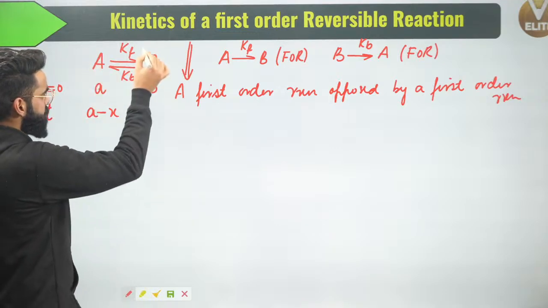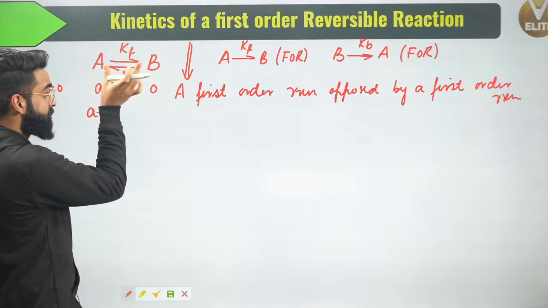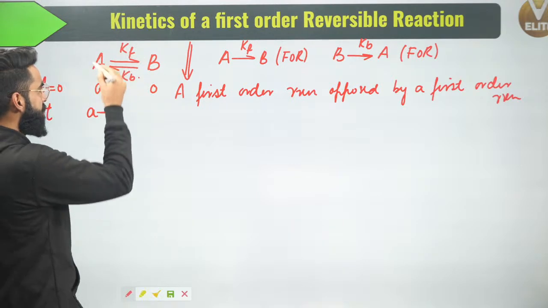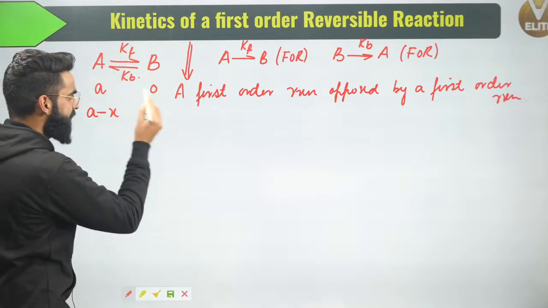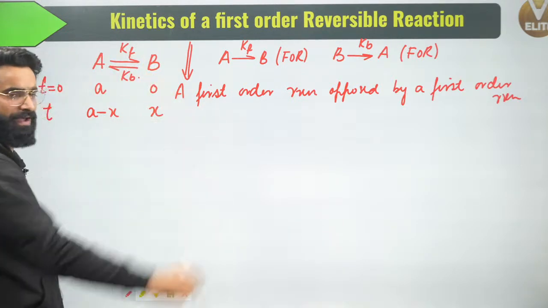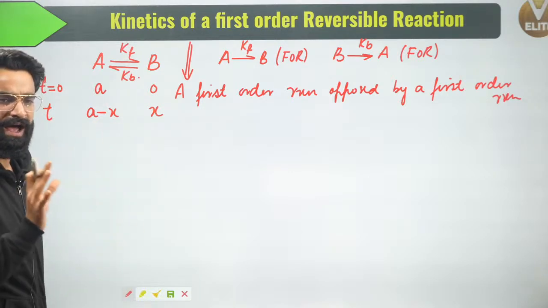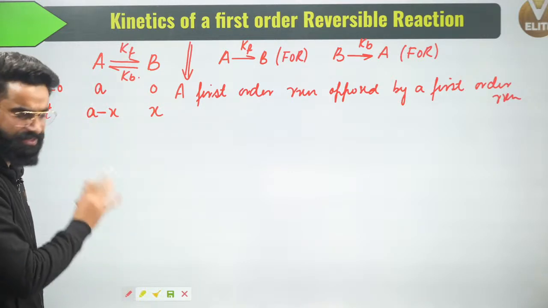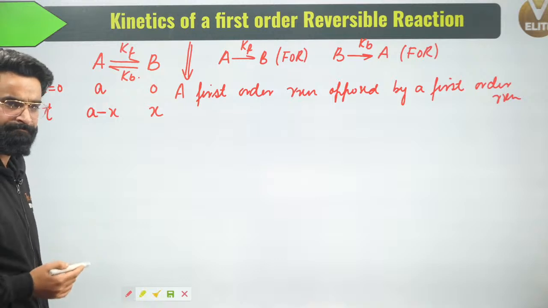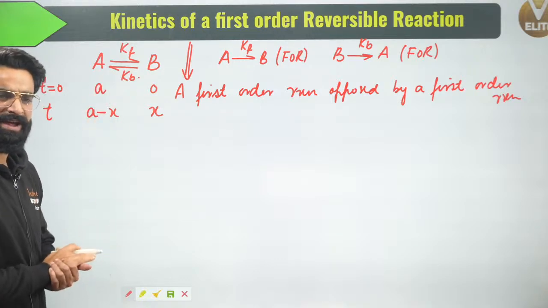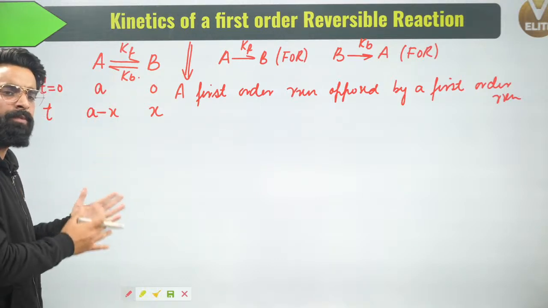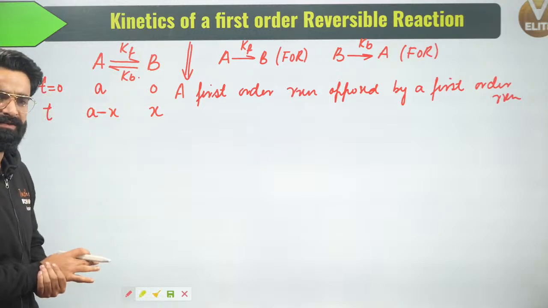Similarly, 1 mole gives 1 mole. Since I'm assuming this as the balanced chemical equation, if 1 mole gives 1 mole, so X moles should give X moles of product right here. So at time t, I have got A minus X moles of reactant and X moles of product, right? Now people, since it's a reversible reaction, there'll be a time when equilibrium will be established in this reaction.